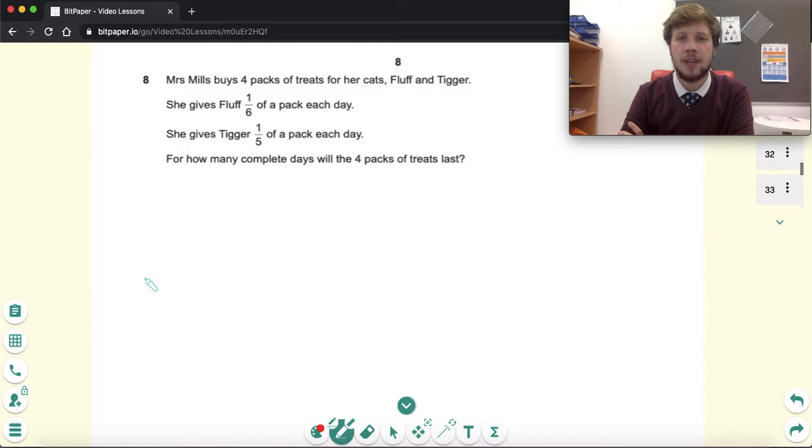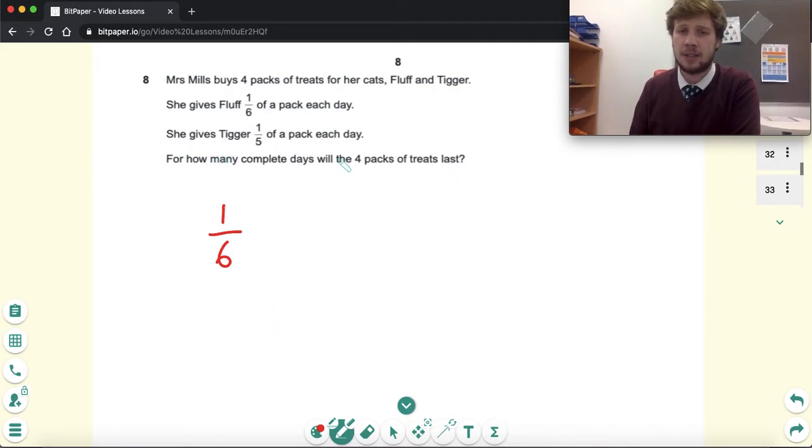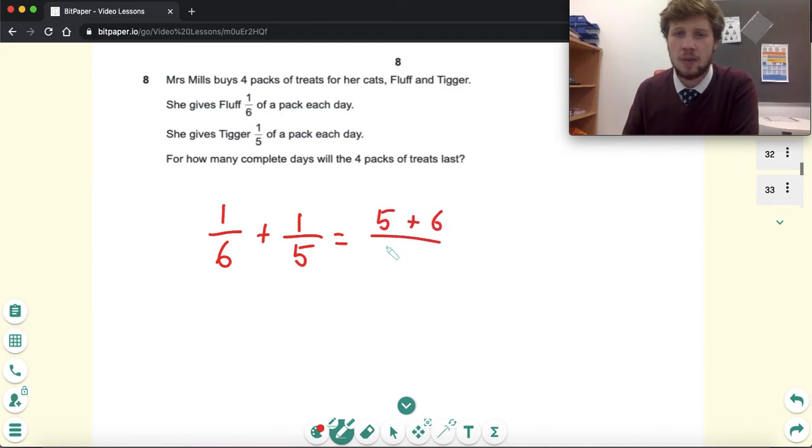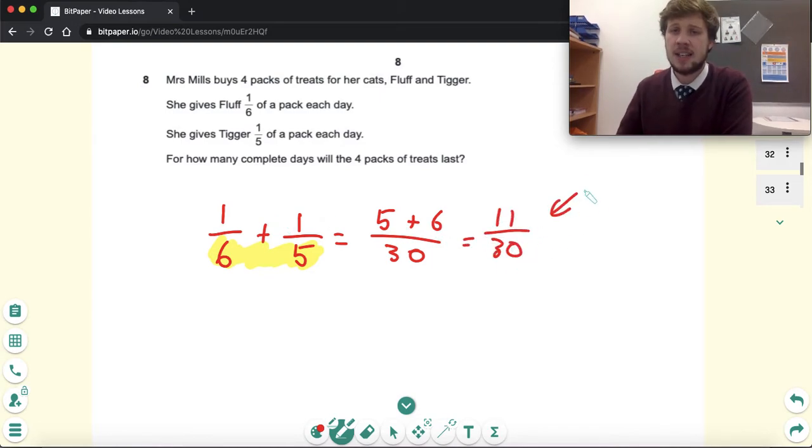Question 8. Miss Mills buys 4 packets of treats for her cats, Fluff and Tigger. Who cares? She gives Fluff 1/6 of a packet, and she gives Tigger 1/5 of a packet each day. How many complete days will 4 packets of treats last? Well, 1/6 add 1/5 is going to be 5 add 6 over 30. By cross multiplying, I multiply these values together, and then I have to do 5 times 1 is 5, 6 times 1 is 6. So each day they eat 11/30.